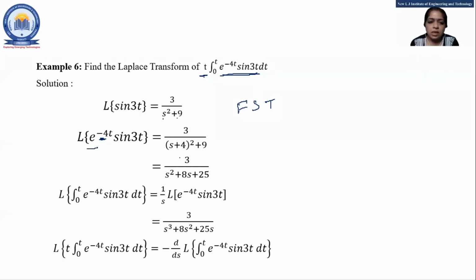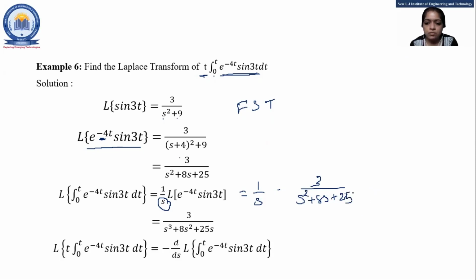So this is about e raised to minus 4t sine 3t, right? But our question is integral 0 to t of e raised to minus 4t sine 3t. So Laplace of integral 0 to t e raised to minus 4t sine 3t, as per the rule, integral sign is there, so we'll put s in the denominator, and Laplace of e raised to minus 4t sine 3t, that is 1 upon s into 3 upon s square plus 8s plus 25, right?